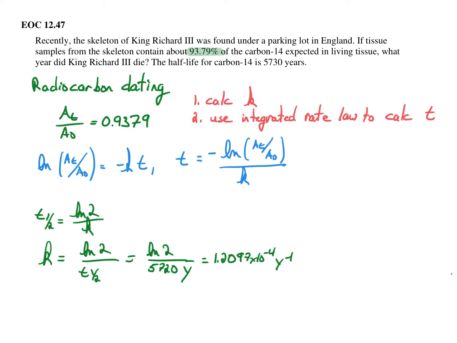and we get a value for our rate constant K, carrying extra sig figs as usual up into the calculation up here. And we get this numerical result. So we'll assume that this 0 here is not significant, so we're limited to 3 sig figs. That means that Richard III died 530 years ago.